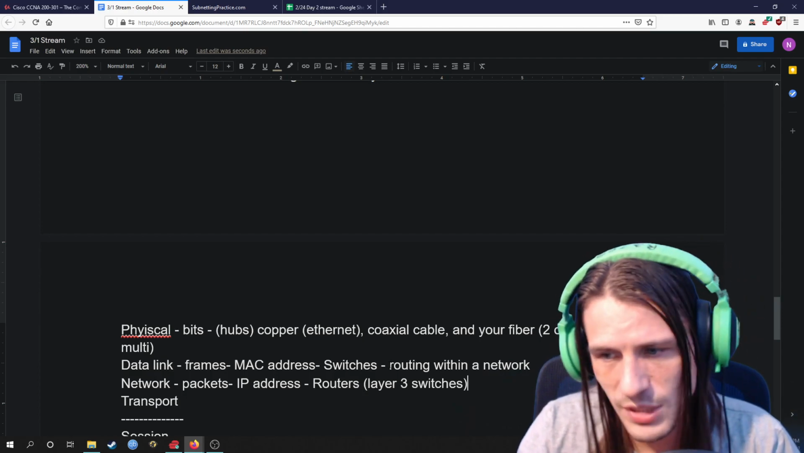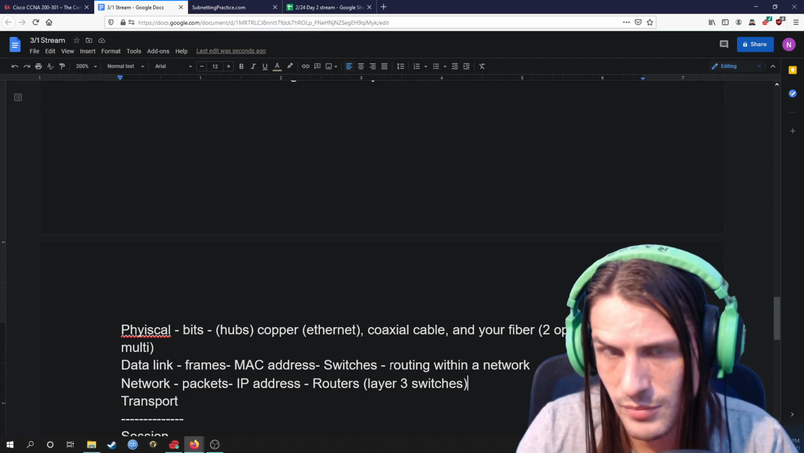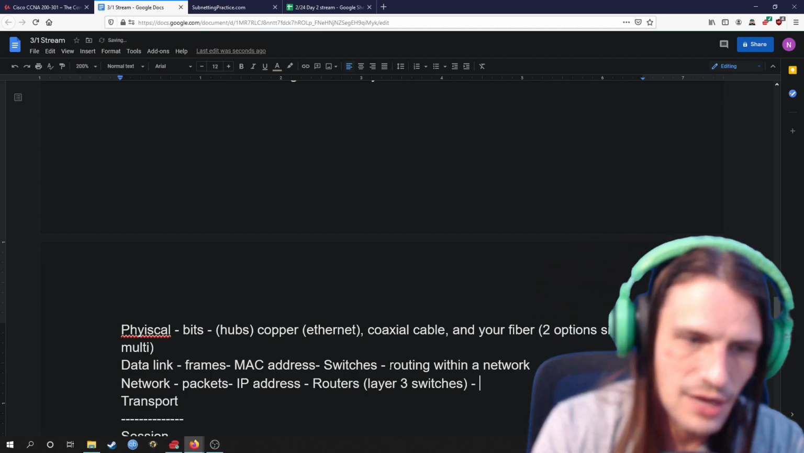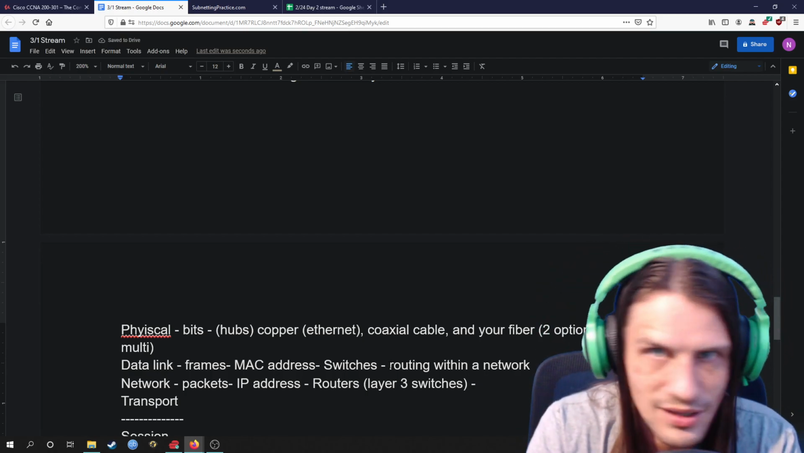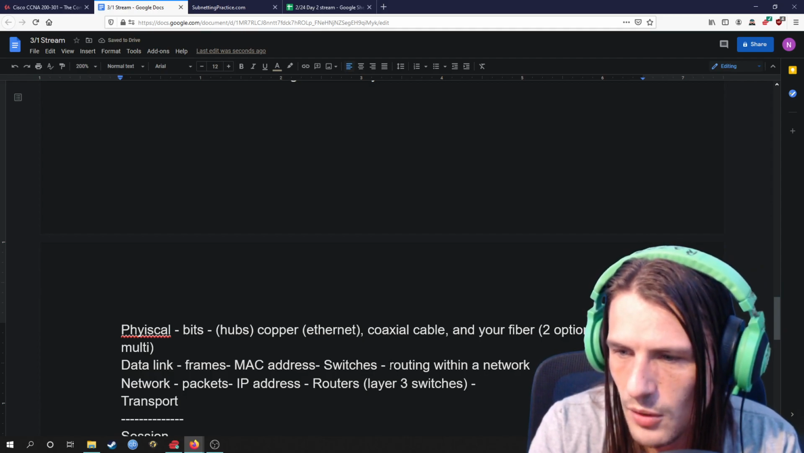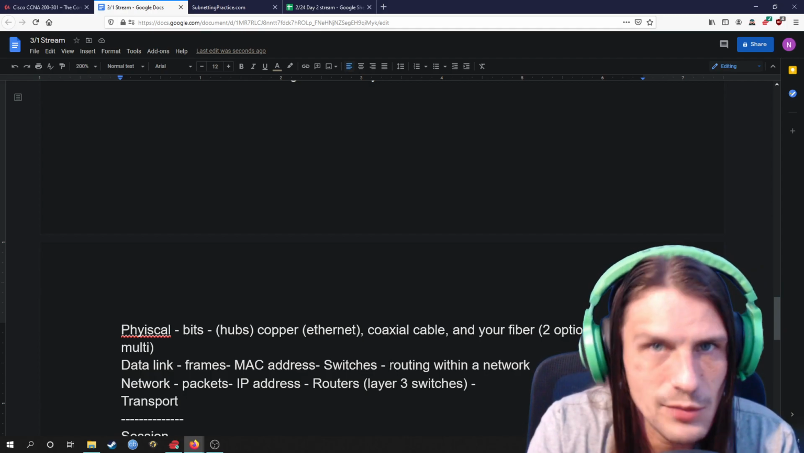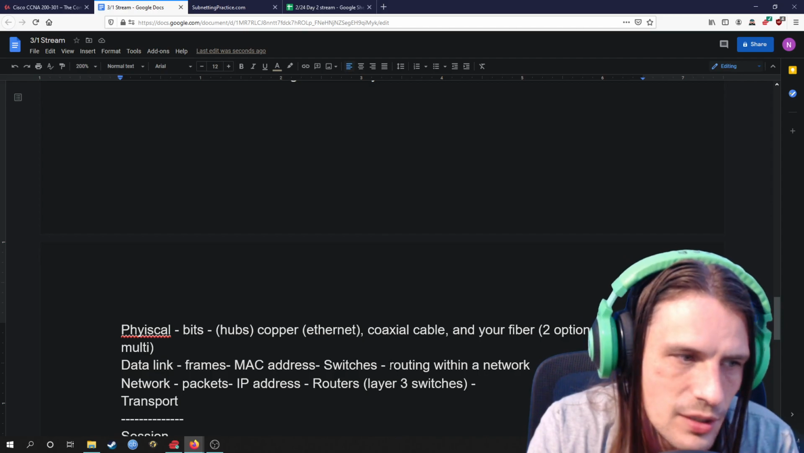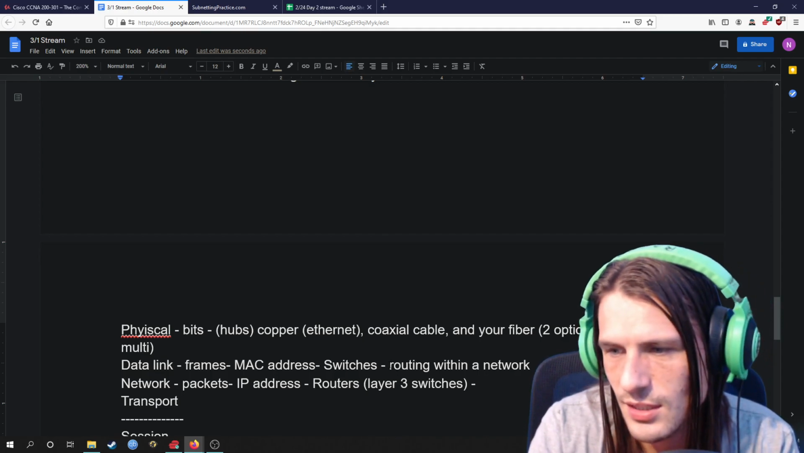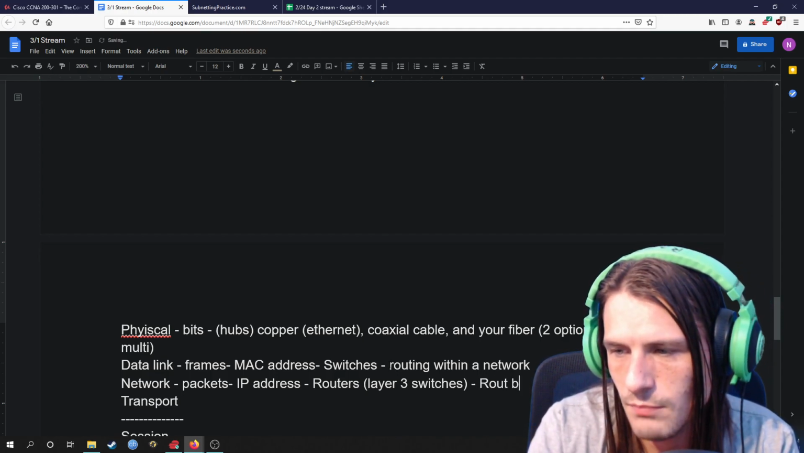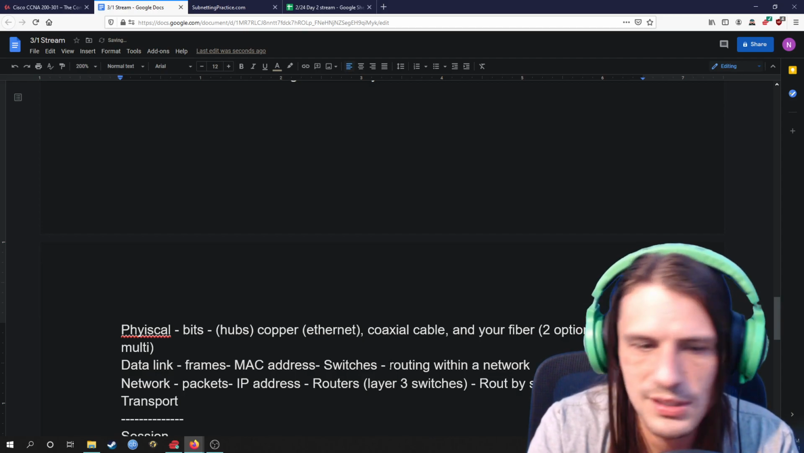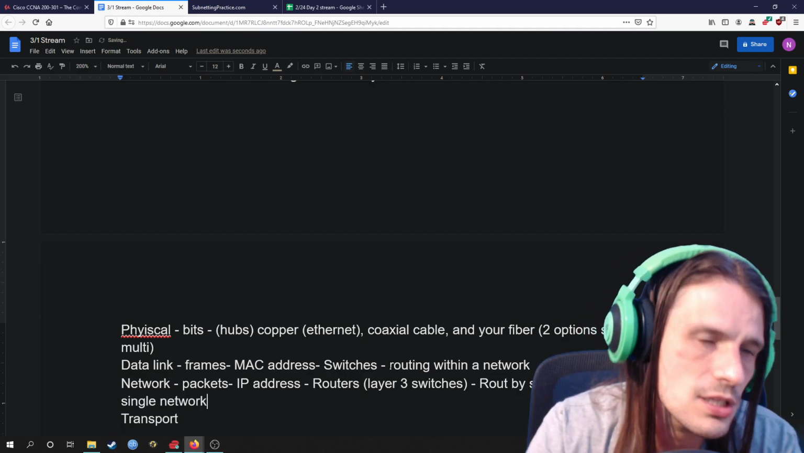Depending on where you work, you might see these fairly often, but I think typically you're just going to see routers in place of a layer 3. You're just not going to see a lot of layer 3 switches out and about. But it doesn't matter because they work essentially like routers. They work on layer 3, so they're going to work with IP addresses. They can route by subnet outside a single network.